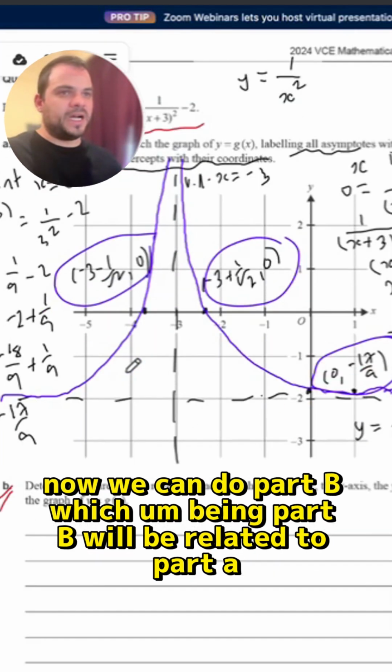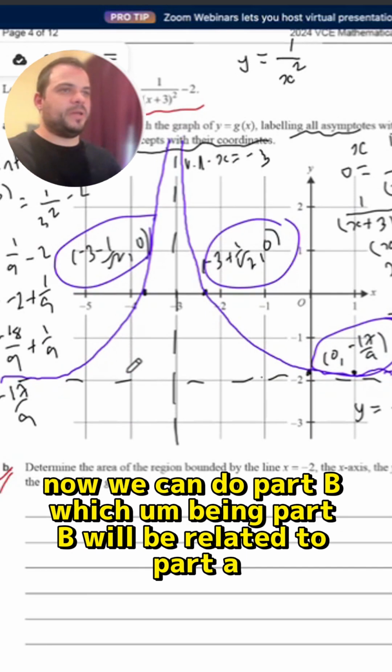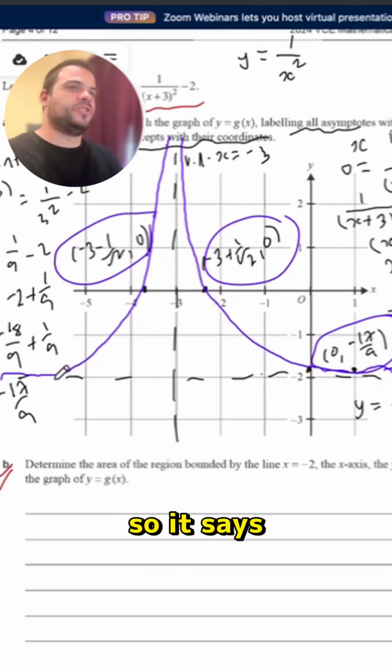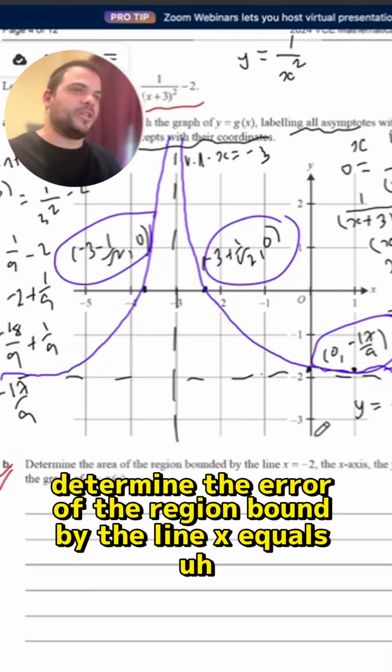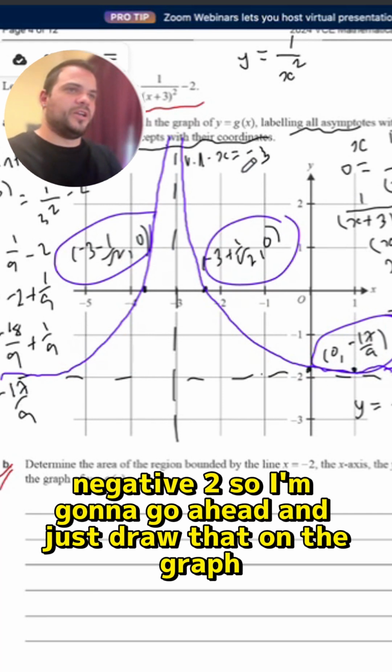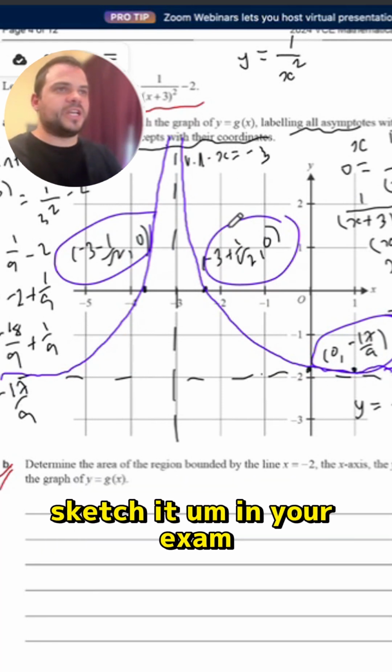Now we can do part B, which will be related to part A. So it says determine the area of the region bound by the line x equals -2. So I'm going to go ahead and just draw that on the graph, sketch it.